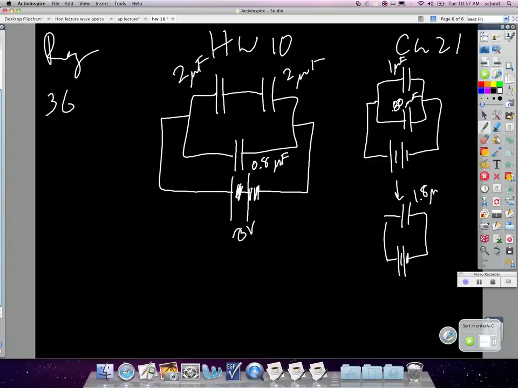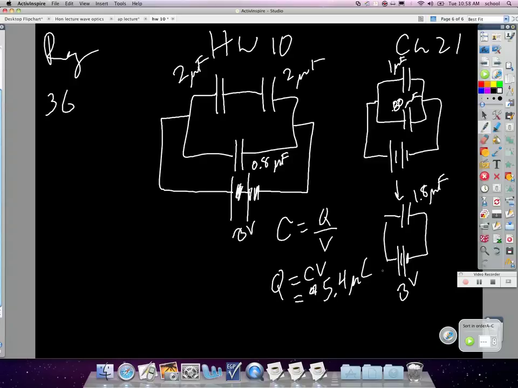So then C is Q over V. So then that means Q, or the amount of charge overall, is CV. So that gives me 5.4 microcoulombs. And then that 5.4 microcoulombs has to be spread out over all these capacitors.